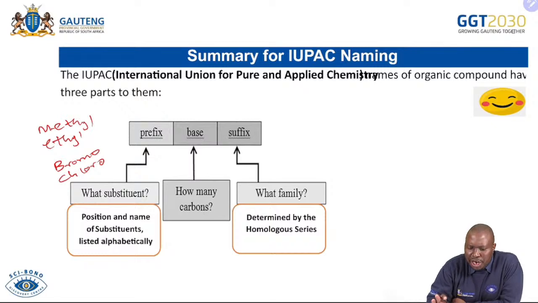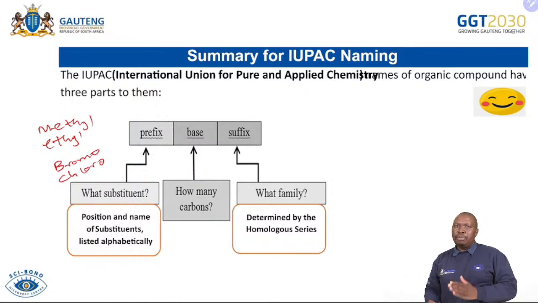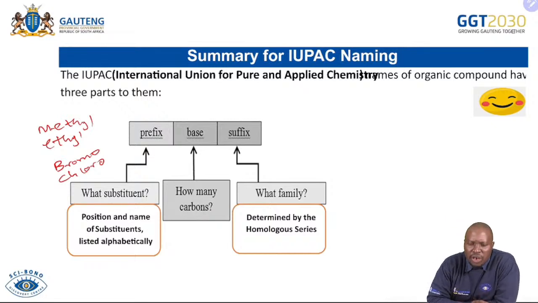Now, how many carbons? The longest carbon chain becomes the base, the parent chain. We're looking at how many carbons. Then you're going to look at the number of carbons. Then you go back to the meth, eth, prop, but, pent, and hex, as we discussed. Now, to get the suffix or the ending of the name, for example, in the previous question, we had a 2-methyl butane. The methyl was in carbon number 2.